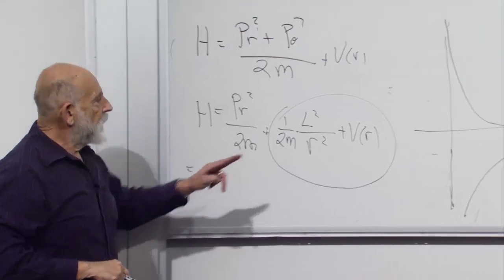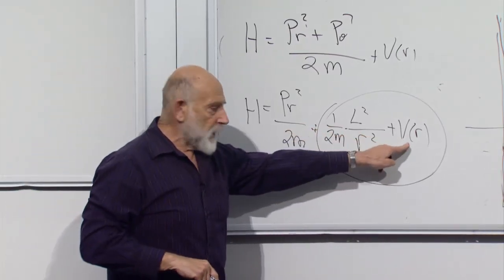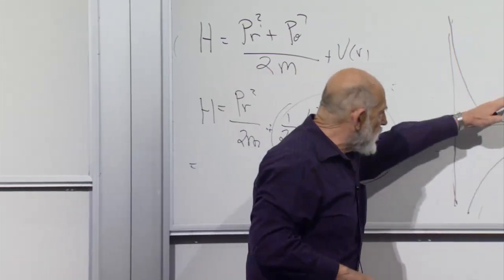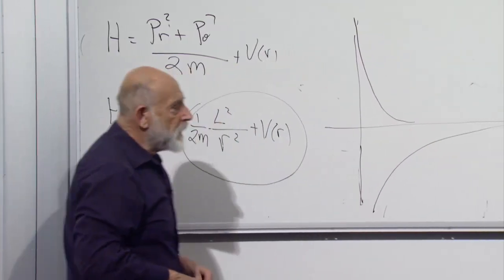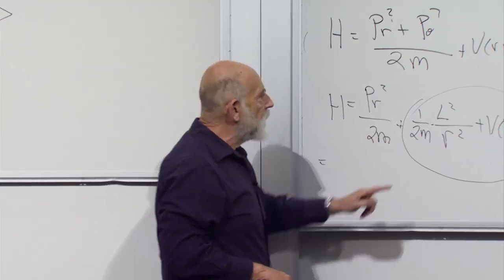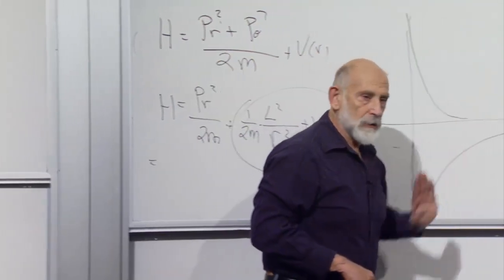In fact, if V of r is the Coulomb potential, it goes like 1 over r. It falls more slowly than the centrifugal barrier. The centrifugal barrier falls very quickly to 0, 1 over r squared, and V of r a little more slowly.